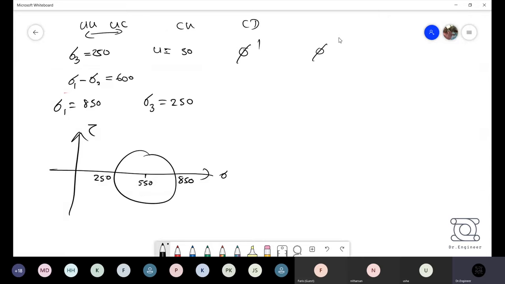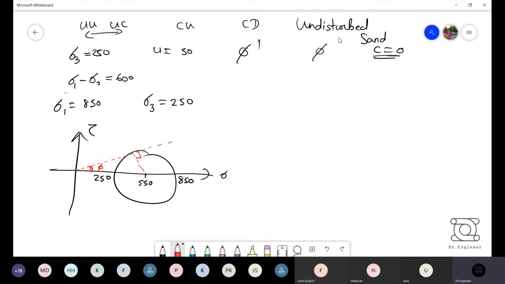You have to read the question properly. It is an undisturbed sample, loose to medium sand. Whether loose or medium, it is sand, and sand means cohesion is zero. So directly you can find cohesion is zero, and you have to draw the Mohr Coulomb failure envelope such that it is perpendicular to the radius. This should be perpendicular. So this angle is your phi.